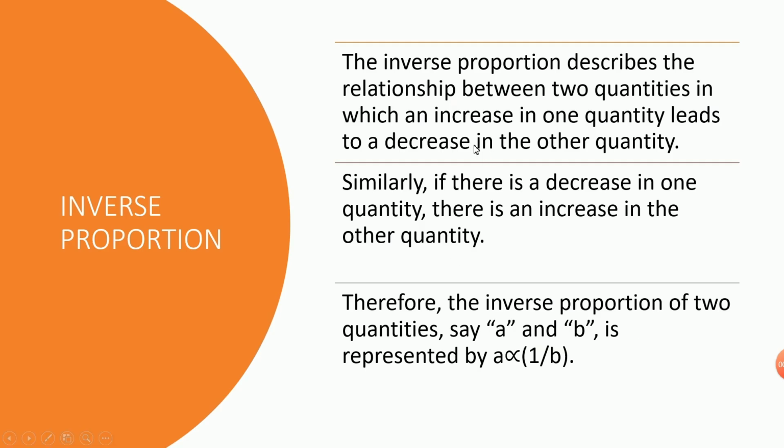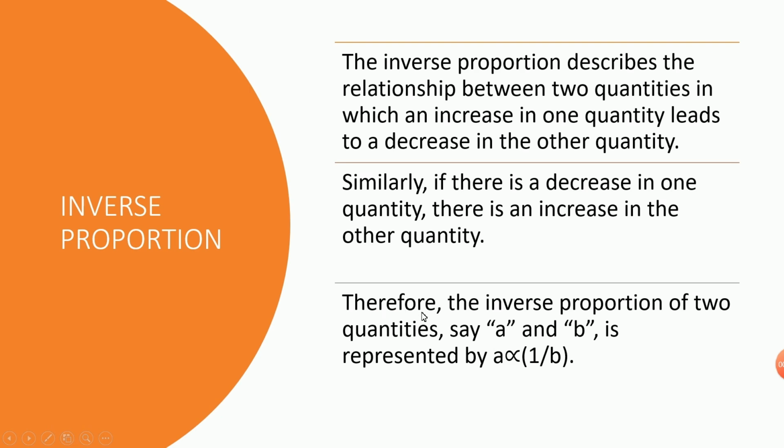Next is inverse proportion. Inverse proportion describes the relationship between two quantities in which an increase in one quantity makes a decrease in the other quantity. Speed and time, again the same example. If speed increases, time decreases. If time increases, speed decreases. So they are both inversely proportional to each other. So direct proportion is the opposite of inverse proportion.